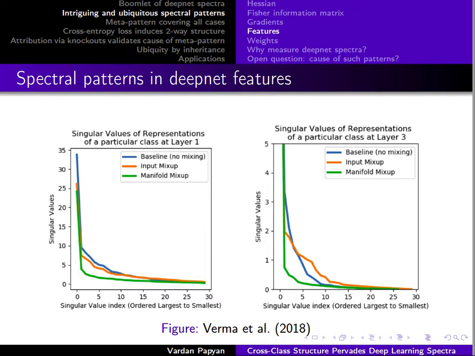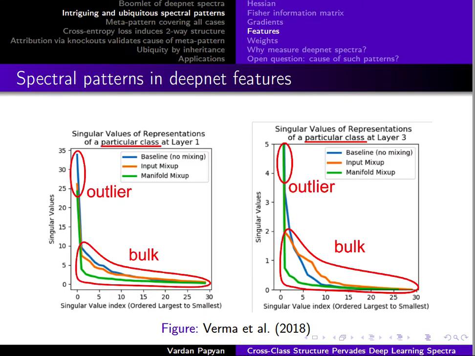If you look closely at their measurements, you can see how there is a single outlier which is separated from a bulk in all of their measurements. And their point was that it seems like their regularization technique is forcing the representation to be lower rank.